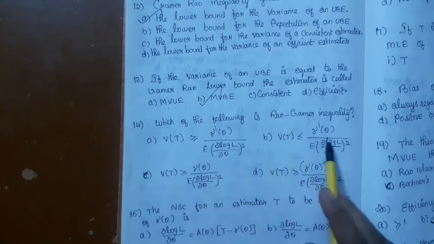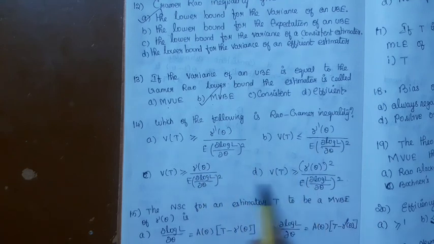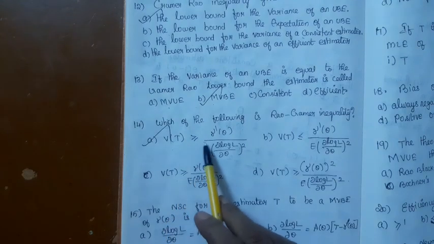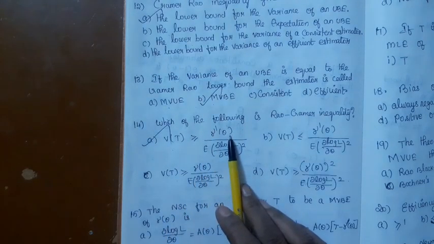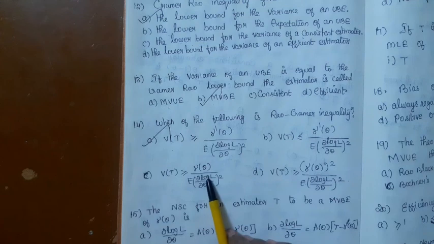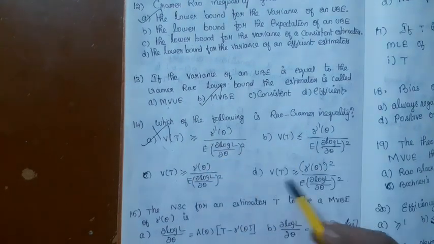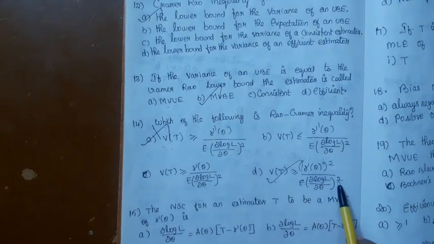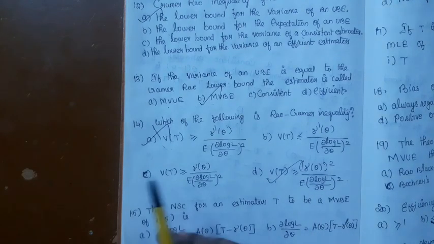Which of the following is the Cramer-Rao inequality? This is the correct option. Variance of T greater than or equal to gamma dash theta? No. Gamma dash theta the whole square divided by, option D is correct, expectation of dou log L by dou theta the whole square.